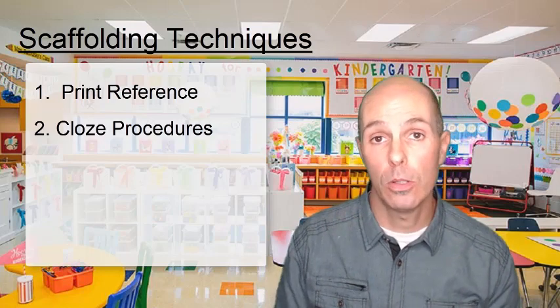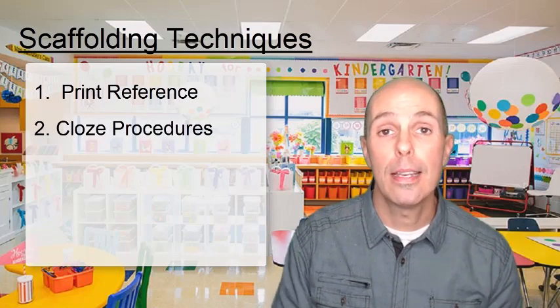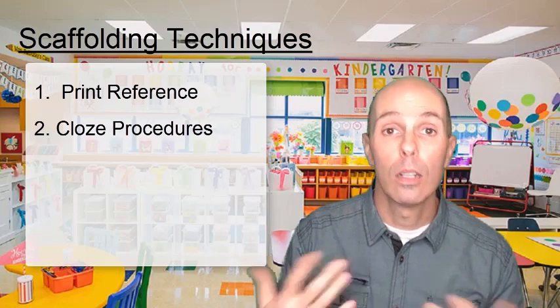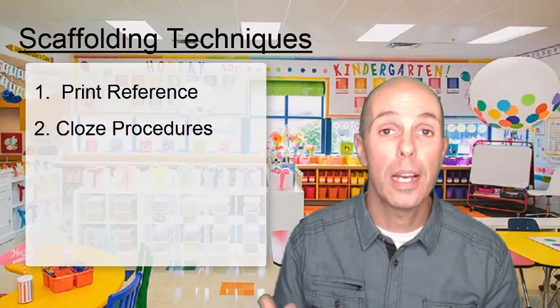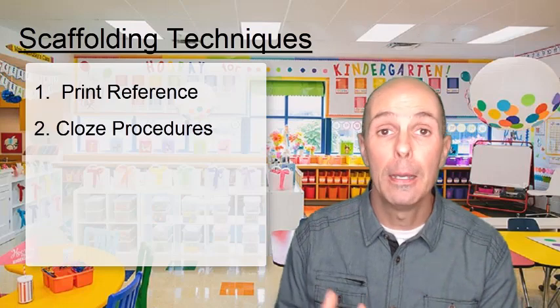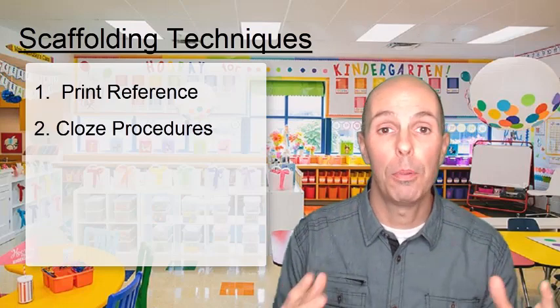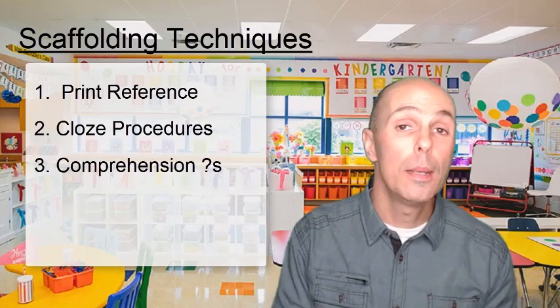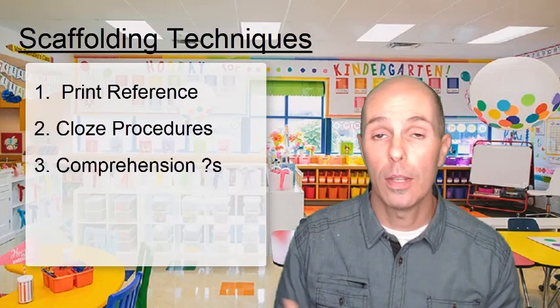Cloze procedures, number two. These are the sentences that we leave open at the end. "And the mouse fell in the...hole." We're encouraging the child to fill in the portion that's missing, and we're providing a big example of the structure. Comprehension questions, we typically use these at the end of a lesson or the end of a book.